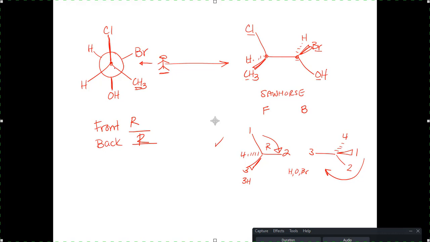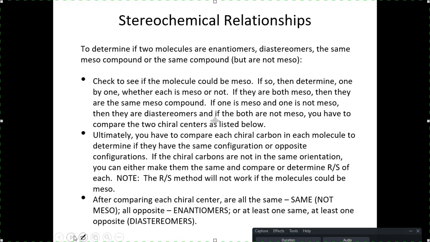You could also convert this to a Fischer projection, but to be honest with you, if you just convert it to a sawhorse, then you just separate the two carbons, write them in their orientation, and then either group switch or rotate, whatever it takes to put 4 away from you. Okay? So that's how we determine R and S for Newmans and for chair cyclohexanes.